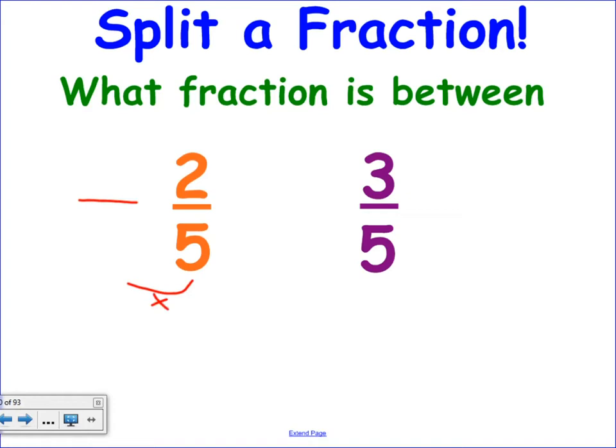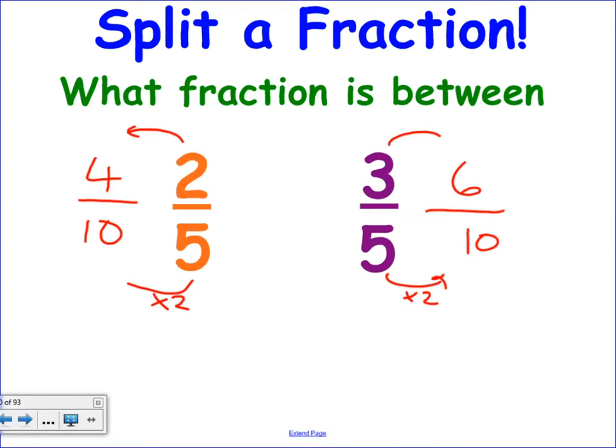No, not simplify, but yes, times them, make them equivalent by 2. So if I multiply that by 2, that becomes 4 over 10. Can everyone see that? Yeah? Let's go over this side. I've got to do the same again. If I multiply that by 2, I've still got the same fraction. I end up with 6 over 10.